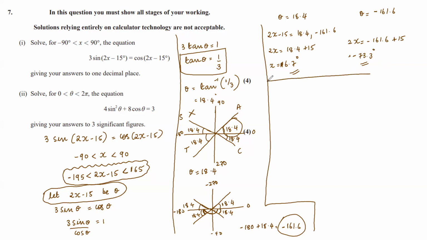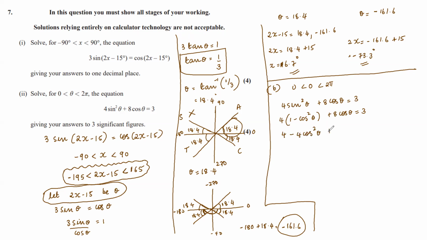Now, the B part of this: solve for theta greater than 0 and less than 2 pi, the equation 4 sine square theta plus 8 cos theta is equal to 3. Let's make everything in terms of cos. So 4 into, instead of sine square theta, 1 minus cos square theta, plus 8 cos theta is equal to 3. This will give you 4 minus 4 cos square theta plus 8 cos theta is equal to 3.